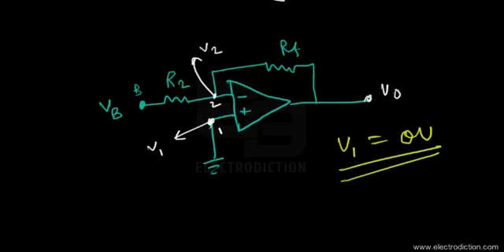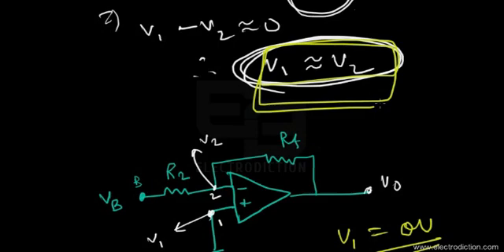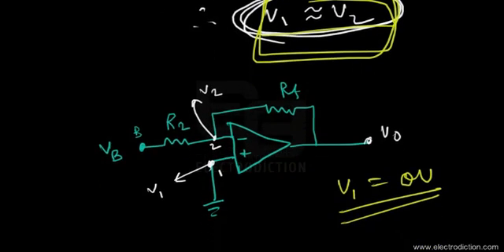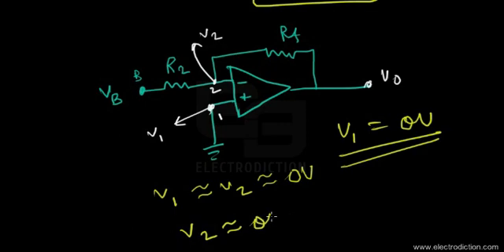By using the result that we obtained over here, V1 must be equal to V2. If we use this result in this circuit, then we get V1 approximately equals V2 approximately equals the ground voltage. So V2 must be approximately equal to the ground voltage, since V1 is equal to the ground voltage in this case. Therefore the voltage at V2 would approximately be equal to the ground voltage.